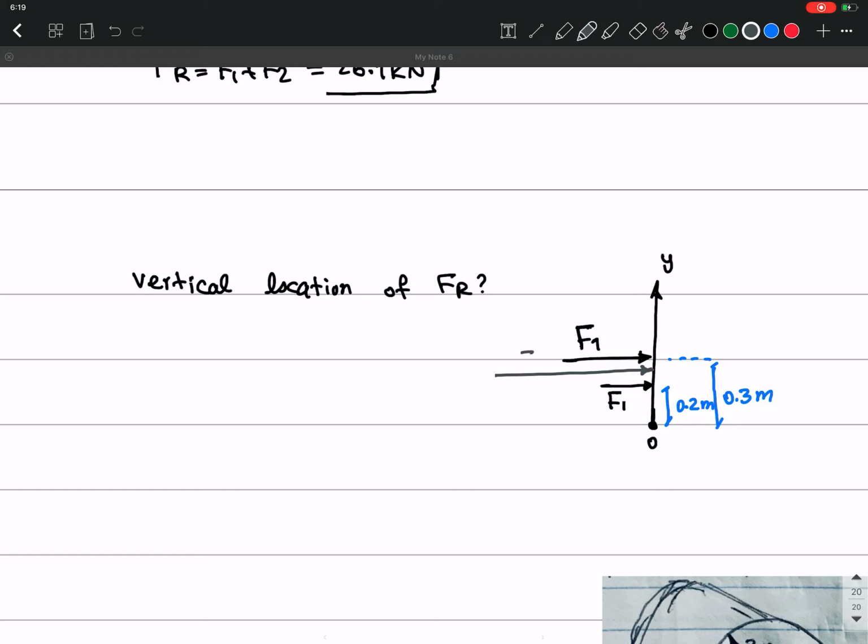This is going to be FR with location of YR. Okay. So now I want to calculate the location of that. So I calculate the moment around O. So the moment around O of both forces should be the same. So FR, the resultant force, should create the same moment as F1 and F2.